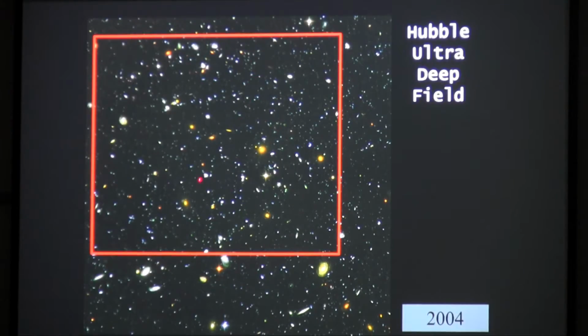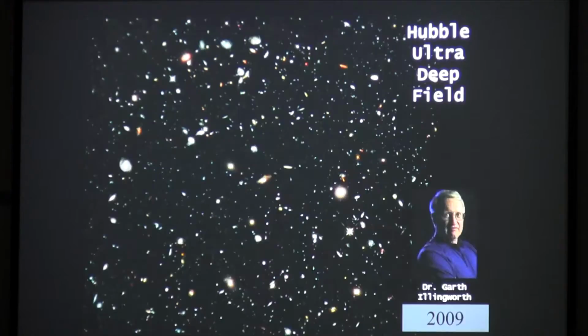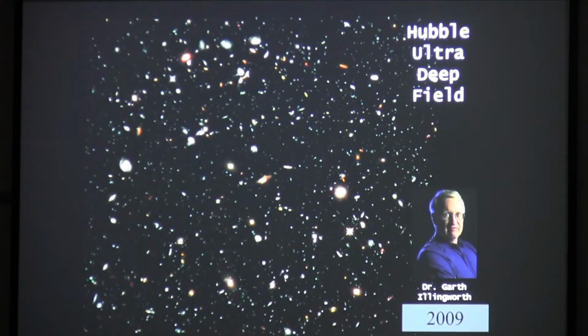The instrument has a smaller field of view than the earlier one, so it sees a subsection of this, and this is what you get. This is the Hubble Ultra Deep Field in 2009. Here's the PI Garth Illingworth. And we're starting to see deeper. We're starting to see more really faint red galaxies pop up.